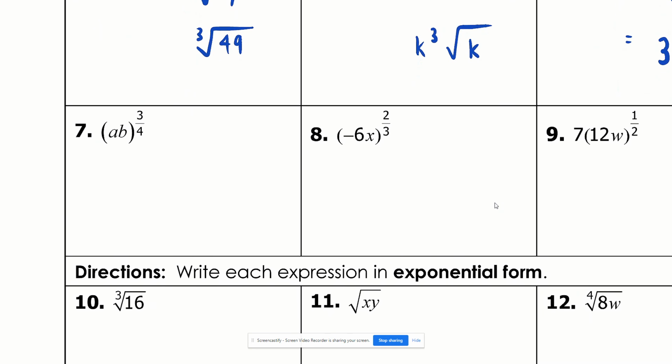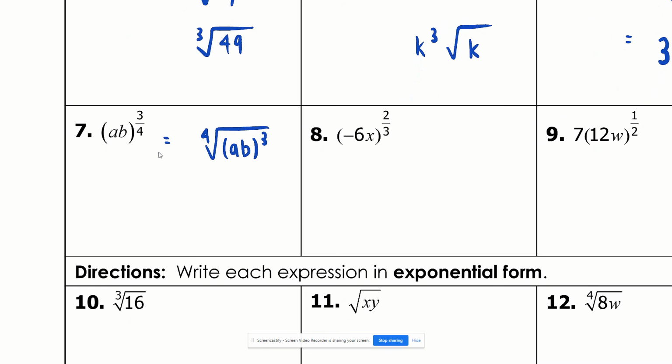Number 7. Again, I see the fractional exponent. It's a rational exponent. I can write it as a radical. All of the base is in these parentheses. So I'm putting that whole thing in the radical. That's my radicand. The denominator of my exponent is the root. And the whole radicand has to be raised to the 3rd power. So it's essential that we put that AB in parentheses.